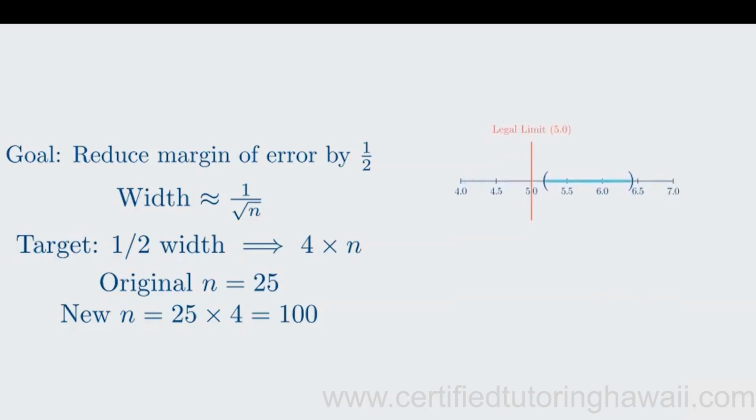With the larger sample, the interval shrinks around the sample mean. If the new interval is 5.5 to 6.1, we are still confident the limit is exceeded, but our range of plausible values is much tighter. Now, let's explore a very common trick question on the AP exam that tests your understanding of the relationship between the confidence level and the width of the interval.